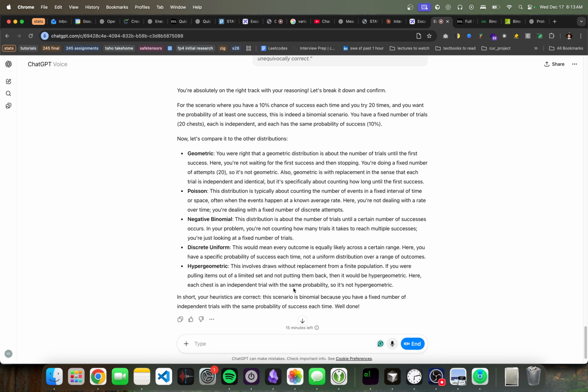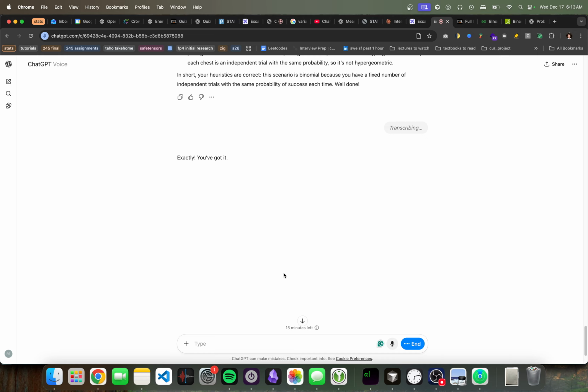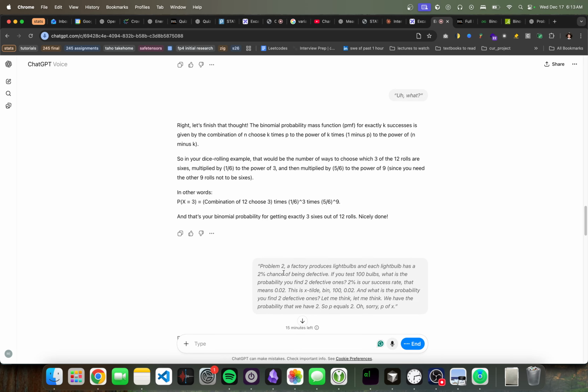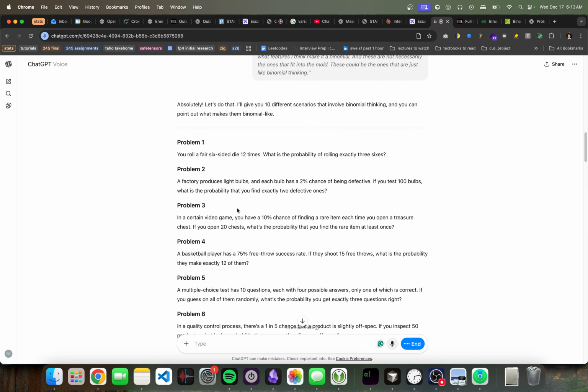Okay, so hypergeometric is not the same probability because it changes the number of items in the set every time. Exactly. You've got it. In a hypergeometric scenario, the probability of success changes because you're drawing without replacement from a finite population. So each time you take an item out, the composition of the remaining items changes, and that affects the probability of drawing a success on the next draw.